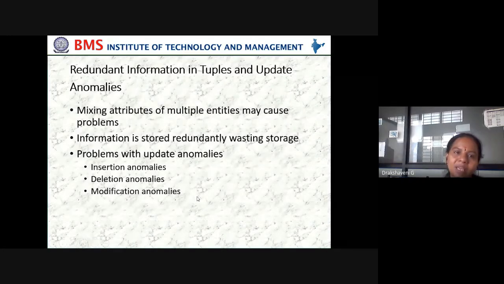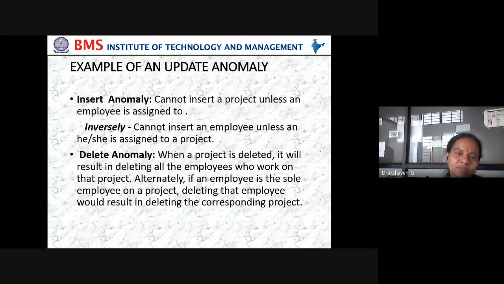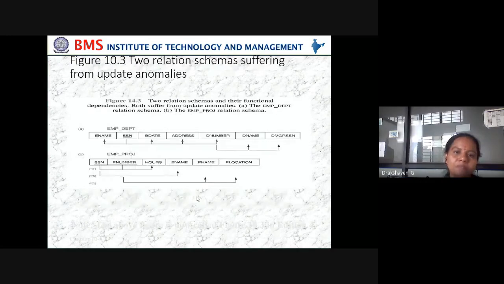So then what is the maximum redundancy information, the tuples and update anomalies? We have seen what are insert anomalies, deletion anomalies, and modification anomalies. Then we have just seen how the update anomaly will happen. In the same way, how the insert anomaly works, and what is a delete anomaly. And we can see here how the update anomaly will take place.